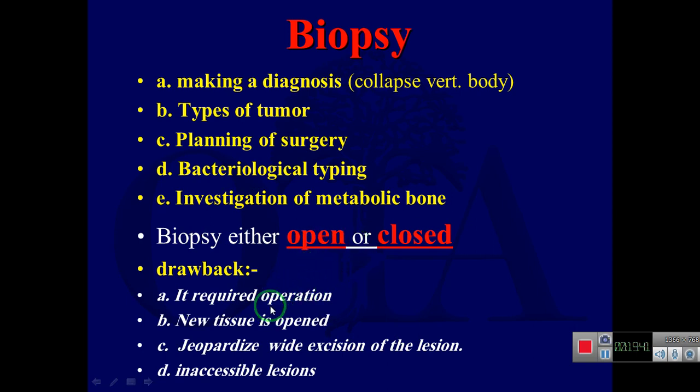Number 1, it requires an operation and its complications. Number 2, new tissue is opened up, predisposing to spread of infection or tumor. Number 3, the biopsy incision may jeopardize subsequent wide excision of the lesion. Number 4, a more inaccessible lesion like a tumor of the acetabular floor can be reached only by dissecting widely through healthy tissue.